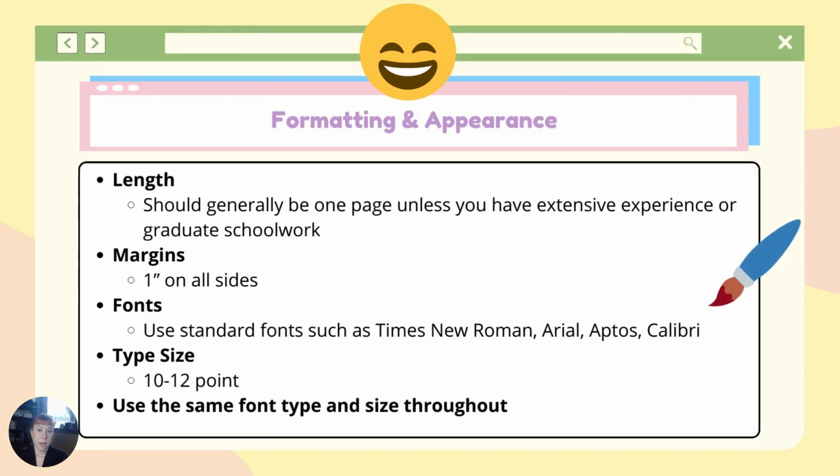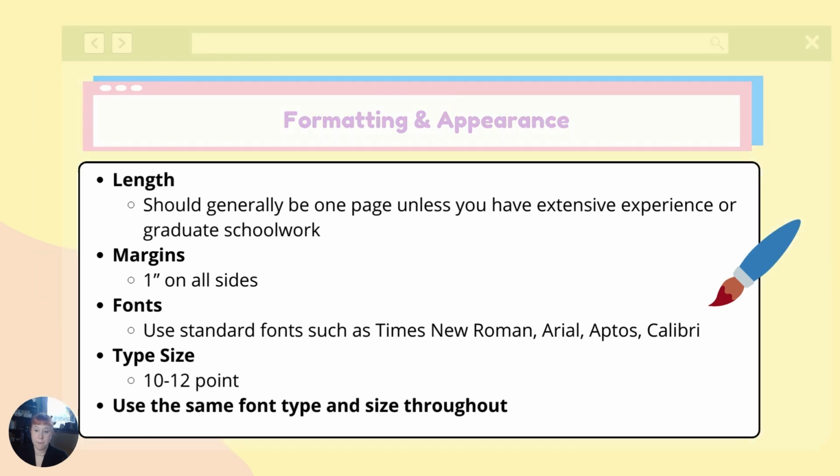Thinking about the formatting and appearance, a resume should only be 1 page long. You should generally have only 1 inch on all of your margins. Use a standard font like Times New Roman, Arial, Aptos, Calibri, and keep your font between 10 and 12 point. Make sure you're being consistent using the same type font throughout. The only thing that should be bigger is your heading, your name.